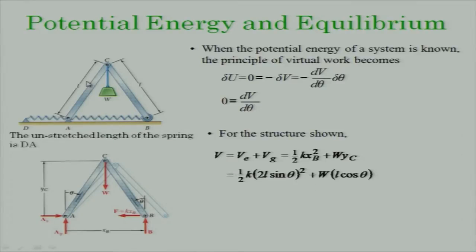Further, with respect to point A, what is the vertical coordinate of W? It will be equal to L cos theta minus the length of the string. L cos theta will be the vertical coordinate of point C. So with respect to this datum, L cos theta is the vertical coordinate of point C minus the length of the string, which is W. But that string is a constant length. When we differentiate, it will not matter, so that constant we leave out. So essentially we are saying that V is equal to half K (2L sin theta) square plus WL cos theta.